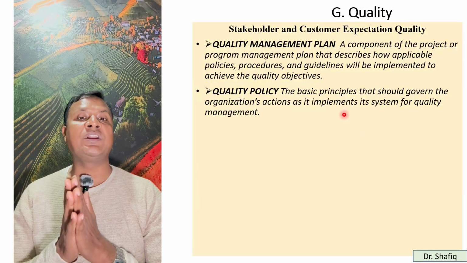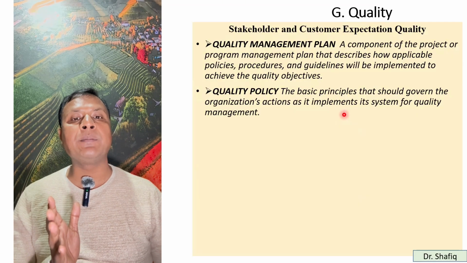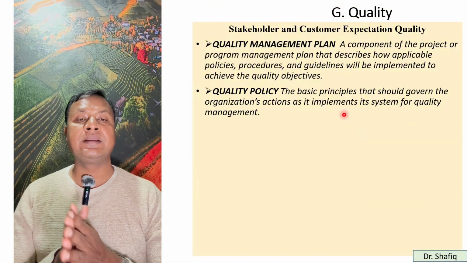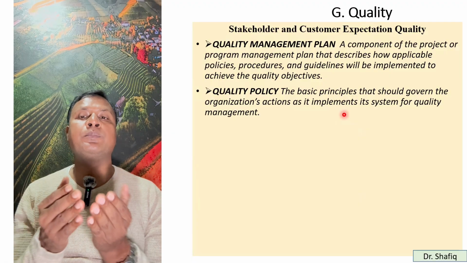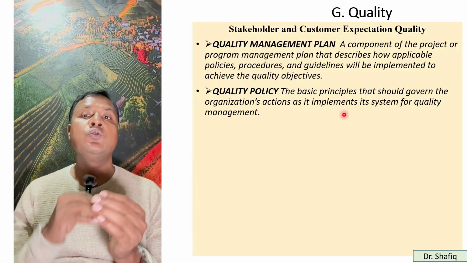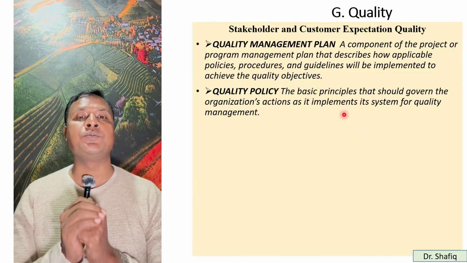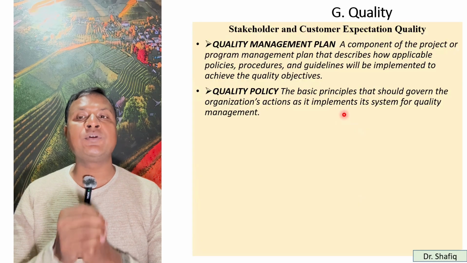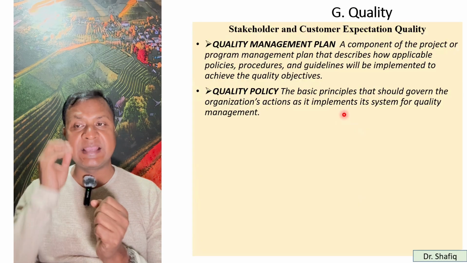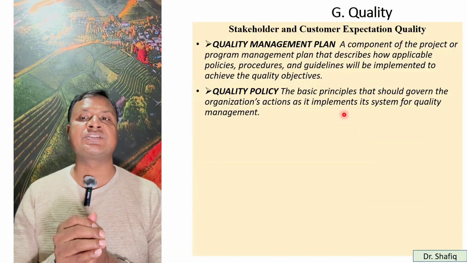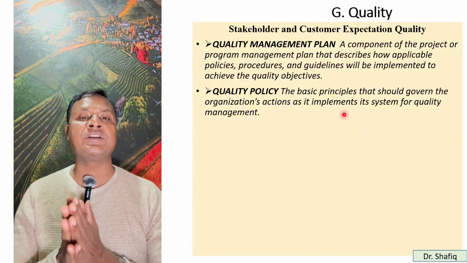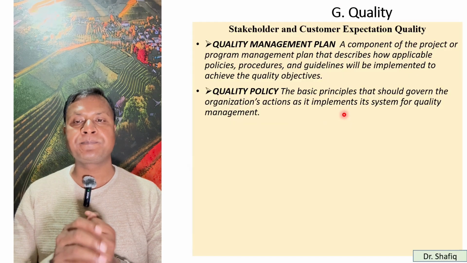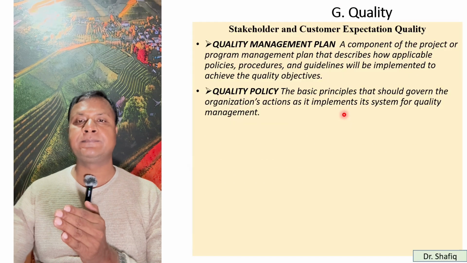So you need to have a quality management plan. That is a component of the project or program management plan that describes how the applicable policies, procedures, and guidelines will be implemented to achieve the quality objectives. That's the quality management plan. And for the quality policy, you have to have the basic principles that should govern the organization's actions as it implements its system for quality management. So you need to have a quality policy to ensure the quality management plan.